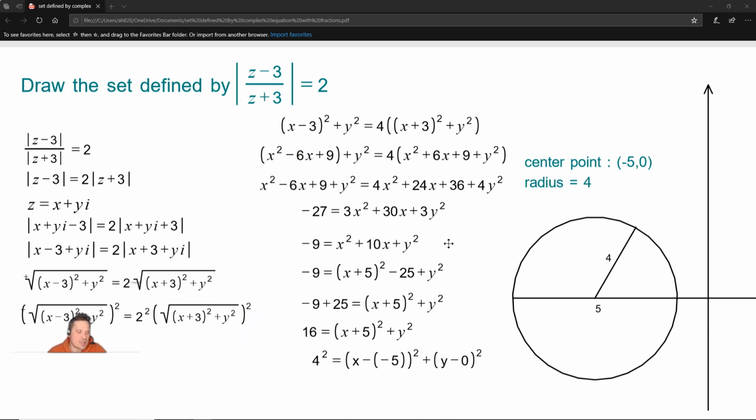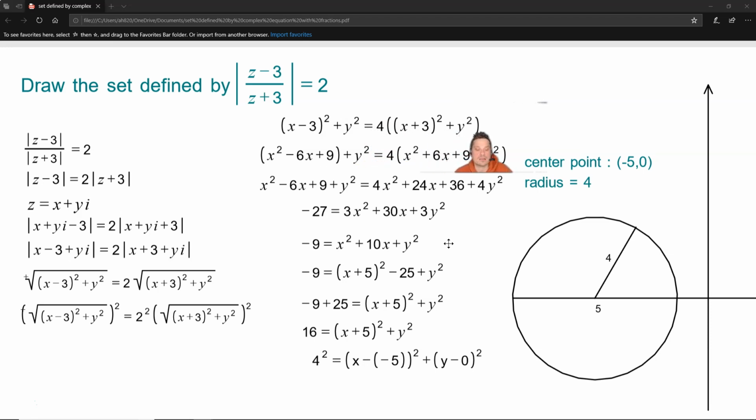Next, on the left side, the square and the square root will cancel naturally enough. So I'm going to have (x minus 3) squared plus y squared. On the right side, 2 squared will give you a 4 up here, and again for this term, the square and the square root symbol also cancel off nicely. So it's going to give you just 4 times (x plus 3) squared plus y squared.